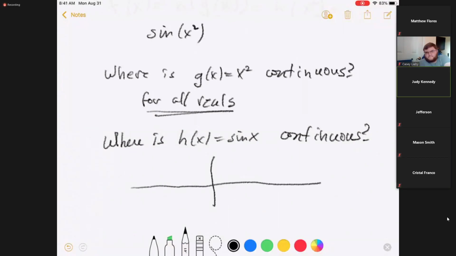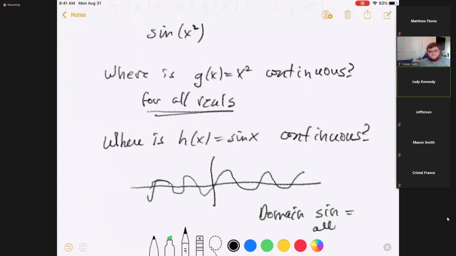For the sine function, when you graph it, it looks like this. This is not a good picture, the oscillations are supposed to be very even. But that's basically what it does. The domain of the sine is all the reals.